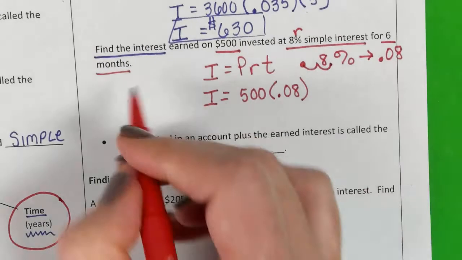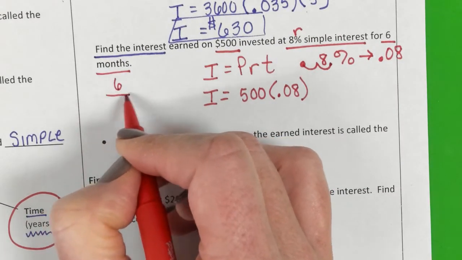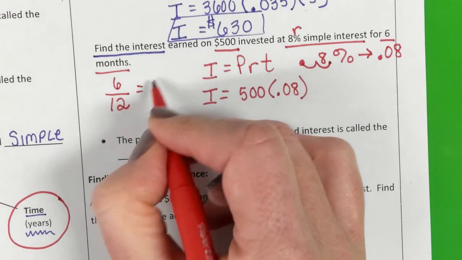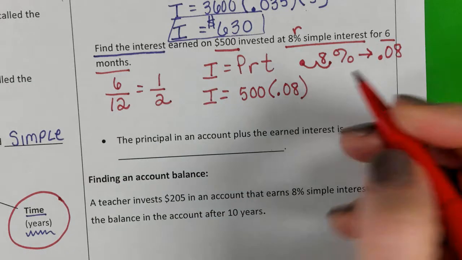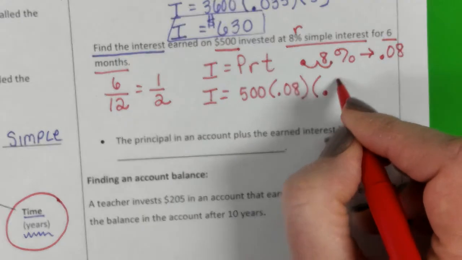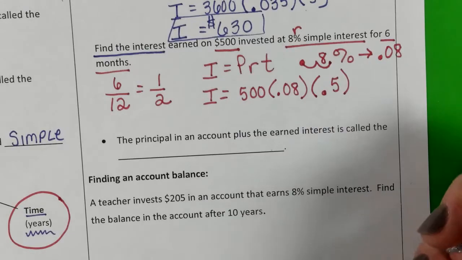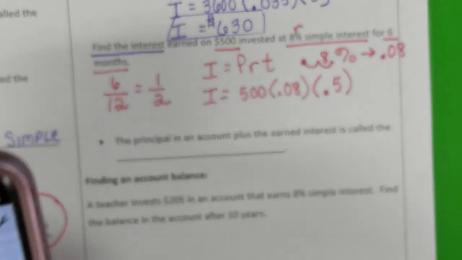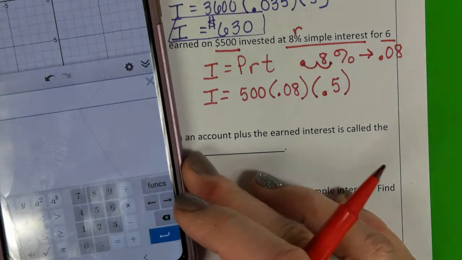What is 6 months in years? That's 6 out of 12 months. And 6 out of 12 is 1/2. Or if you want to write it as a decimal, it would be 0.5. So either way, you could put 1/2 or you could put 0.5. Okay, so again, I'm going to pick up my calculator.